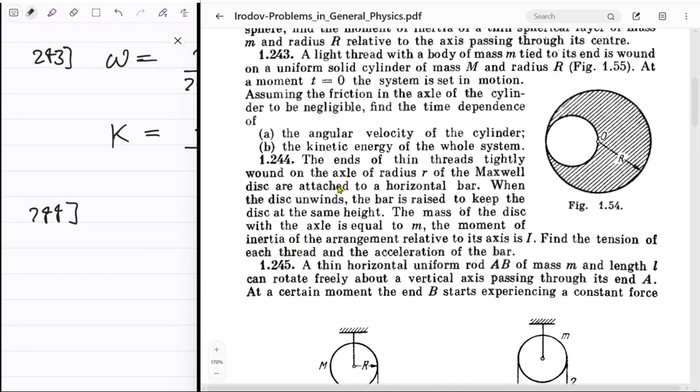To a horizontal bar, when the disc unwinds, the bar is raised to keep the disc at the same height. The mass of the disc with the axle is equal to m. Moment of inertia of the arrangement related to axis is I. Find the tension of each thread and the acceleration of the bar.